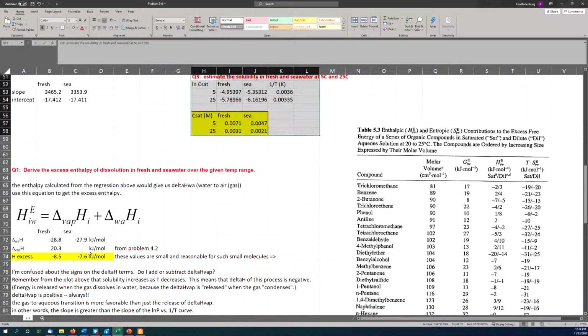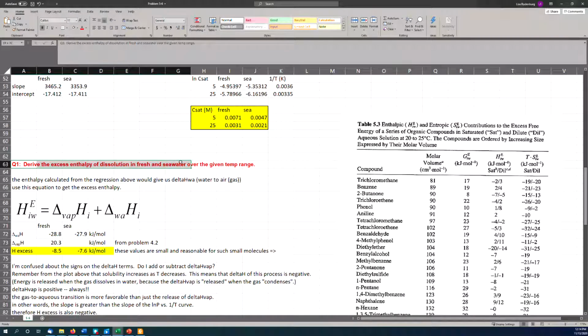Okay, so that's how you would estimate the solubility in fresh and seawater at 5 and 25 degrees Celsius. One of the other questions you're asked to do is to derive the excess enthalpy of dissolution of your chemical. To derive the excess enthalpy of dissolution, which is what we have been calling HE, HEW, in this particular case, it's going to be equal to delta H of vaporization plus the delta H to get the chemical to move from water to air.